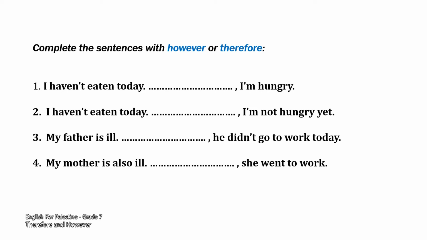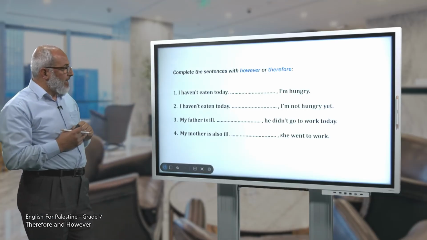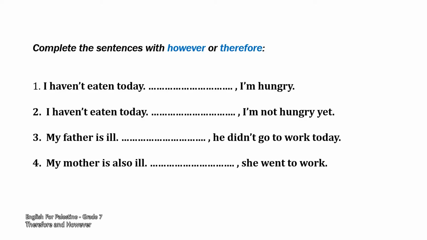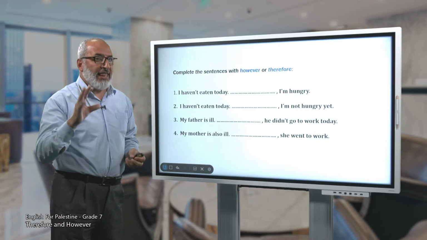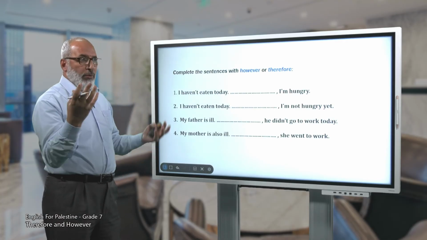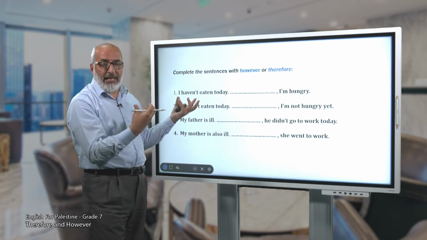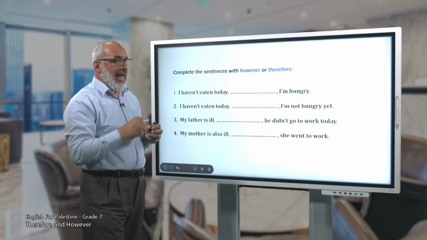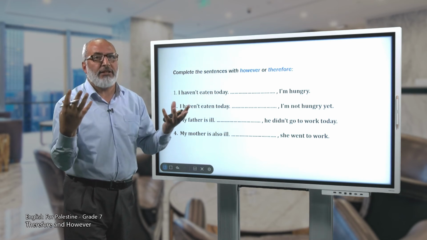I'd like you all to think of these sentences and then we will answer them together. Have a look at these sentences and try to complete them with however or therefore. Don't forget, we use therefore when we have an idea and a conclusion, or a reason and result. We use therefore for that reason. And we use however when we have two contrasting ideas, two different ideas.